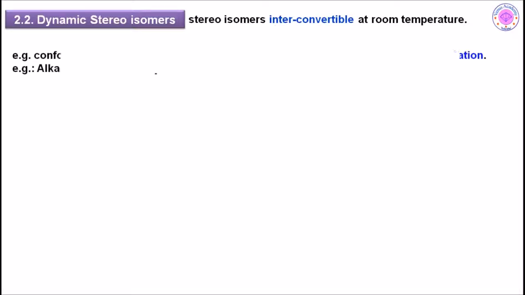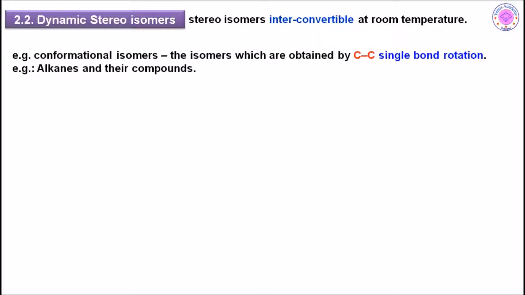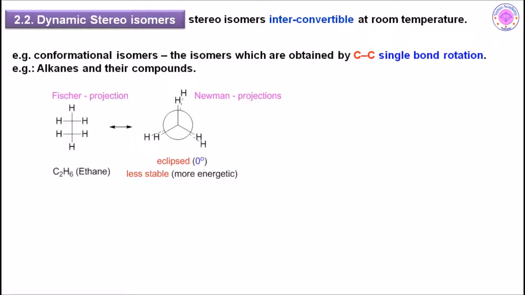Next, dynamic stereoisomers. Dear friends, these stereoisomers are interconvertible at room temperature. They are not stable, right? These dynamic stereoisomers are obtained by single bond rotation, so they are not stable at room temperature. These are obtained by C-C single bond rotation.